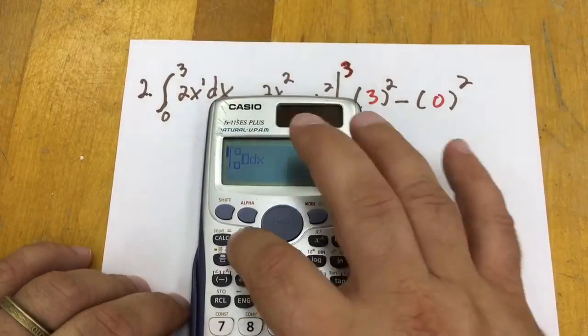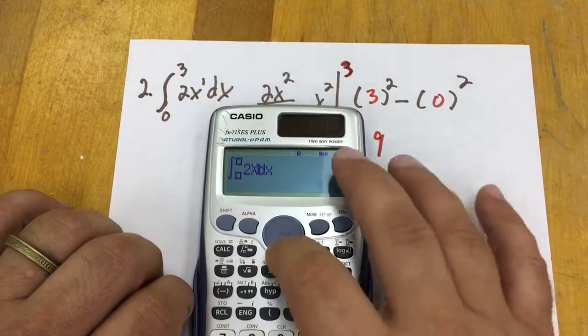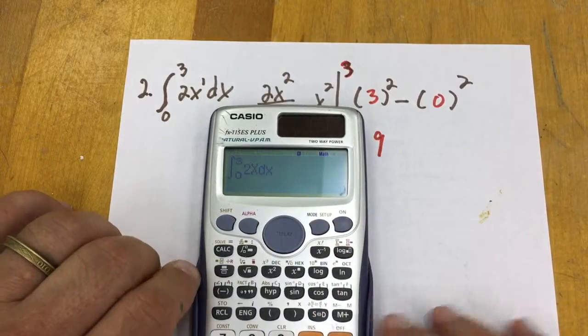Let's test that on the Casio. Integral of 2 alpha x from 0 to 3. And yes, it equals 9.